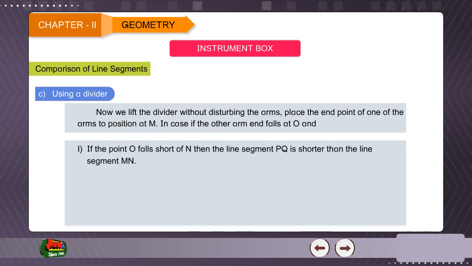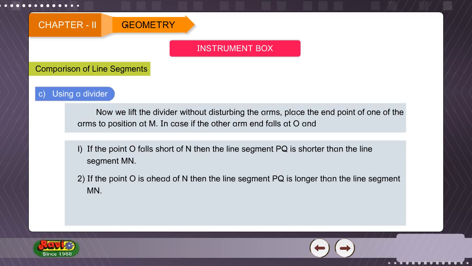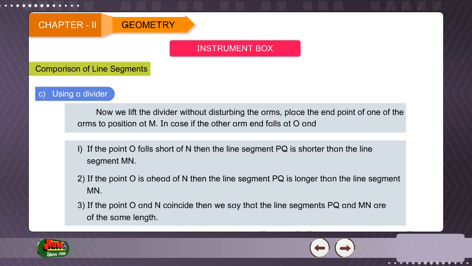1. If the point O falls short of N, then the line segment PQ is shorter than the line segment MN. 2. If the point O is ahead of N, then the line segment PQ is longer than the line segment MN. 3. If the point O and N coincide, then we say that the line segments PQ and MN are of the same length.